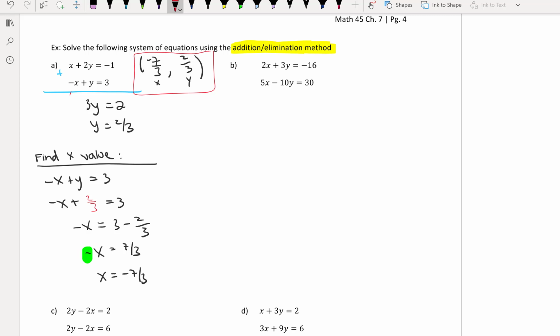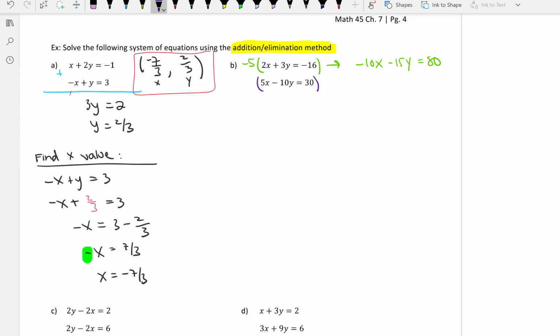Now, when I look at part B, I'm looking at that and I'm like, okay, well, look at the x's. If I add them together, it won't cancel. If I add my y's together, that doesn't cancel either. So what I'm forced to do is to find an LCD. So look at my x's. If I have 2 and 5, what would be my LCD? It would be 10. So for that first equation, I'm going to multiply everything here by a negative 5. When I do that, I get a negative 10x, a negative 15y, and negative 5 times a negative 16 ends up becoming a positive 80.